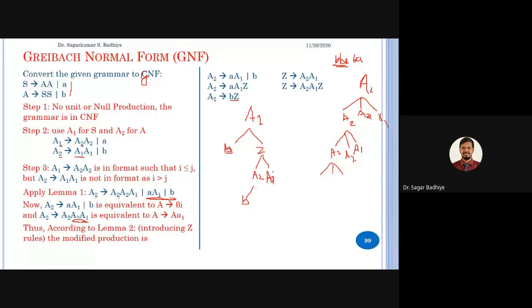Then you go to this non-terminal A1, right? A1 will again check for the rules of A1. Now suppose this other rule is not there, and for the time being I am eliminating it. So suppose A1 has only one rule, A1 will directly derive to A, so I will directly replace it with A.